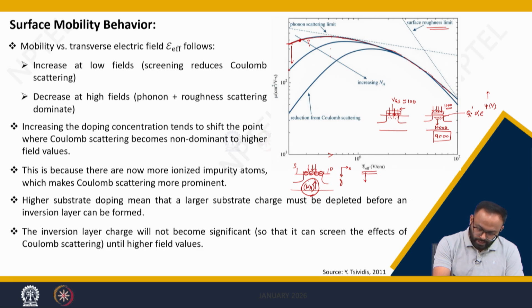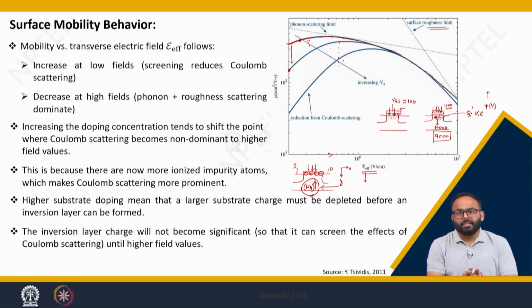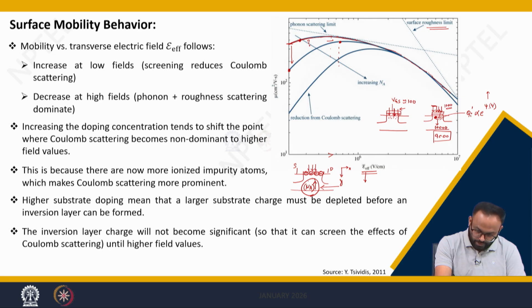So there is a decline trend here. And the second thing is, if the substrate doping increases, the point at which the inversion charge comes into the picture sufficiently to screen the effect of Coulomb scattering will shift to the right. In simple words, if you increase Na, that is the substrate doping, the threshold voltage will increase, and hence you need a higher voltage to cause that inversion. Those inversion charges should be sufficient to counterbalance the effect of Coulomb scattering, and hence this point gets shifted to the right, right?